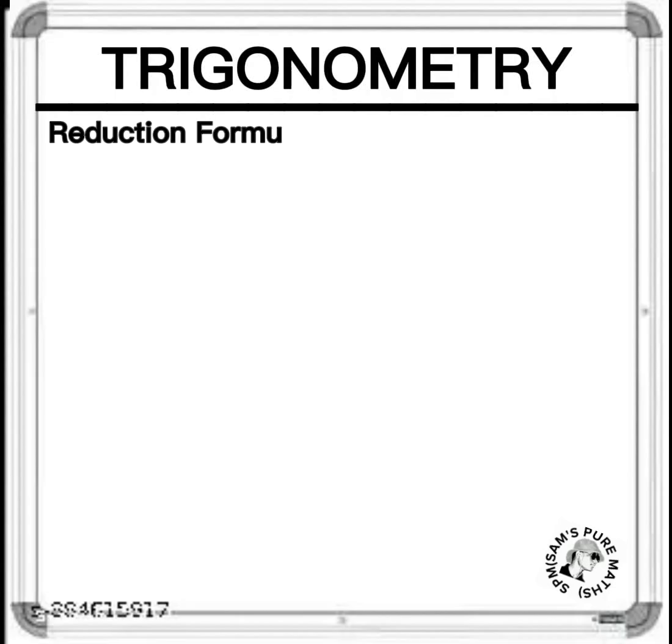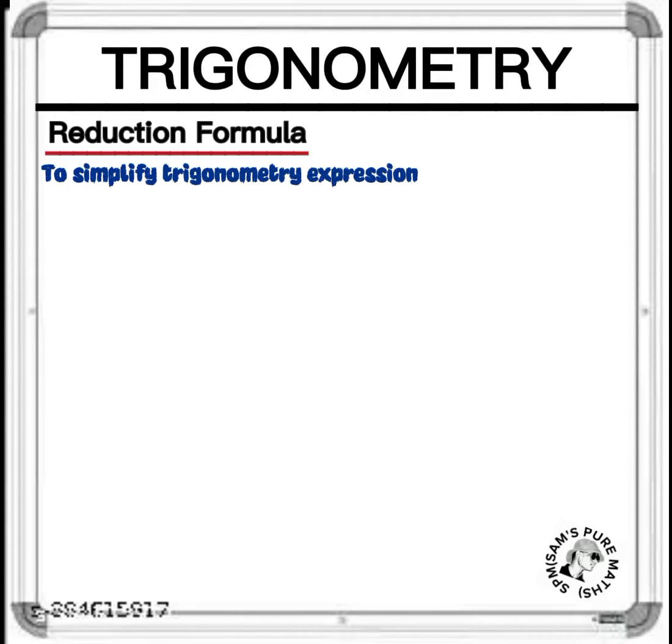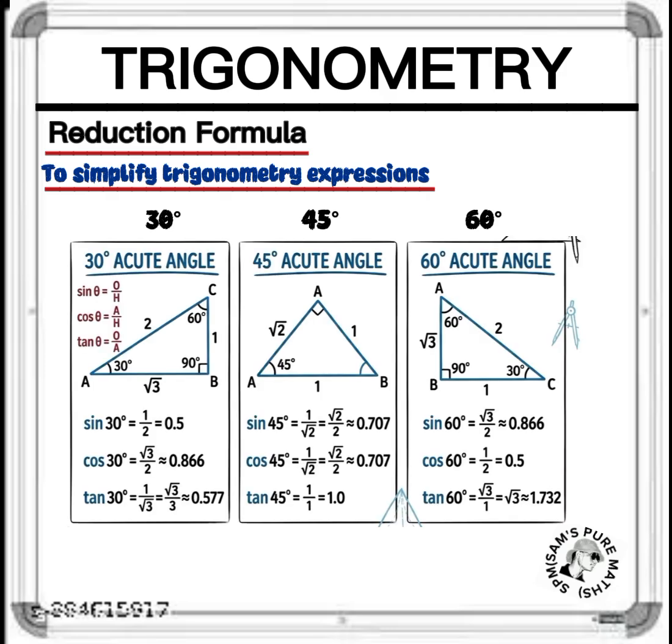Reduction formula. We use reduction formulas to simplify trigonometry expressions. In grade 11, you know the exact values for acute angles 30, 45, and 60 degrees. For example, sin 30 degrees is 1 over 2, cos 30 degrees is root 3 over 2, sin 45 degrees is root 2 over 2, and so forth.